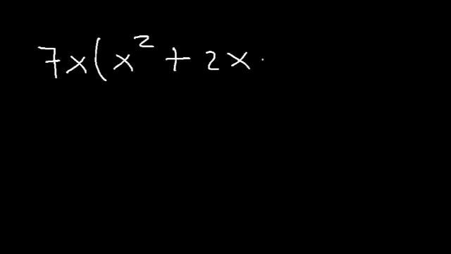Now, let's say if we wish to multiply a monomial by a trinomial. What is the answer? What do we need to do? So we need to distribute 7x to everything inside. So what's 7x times x squared? So x squared is the same as 1x squared. 7 times 1 is 7.